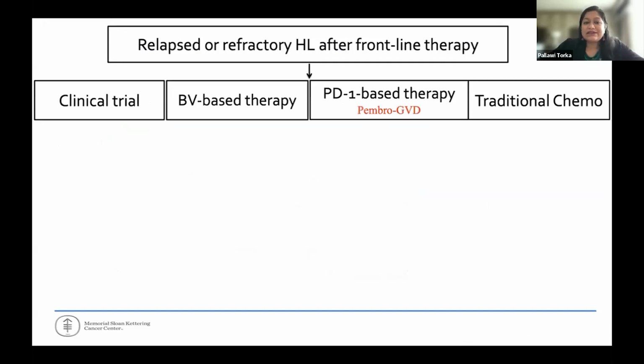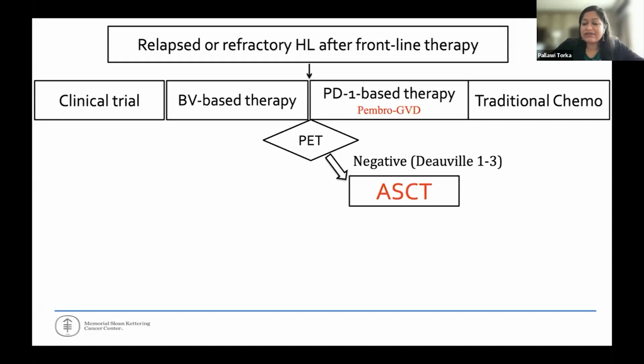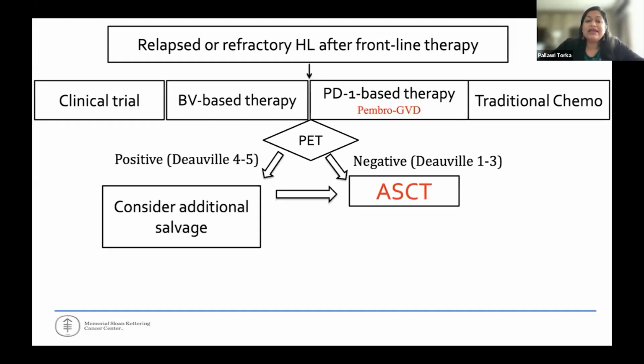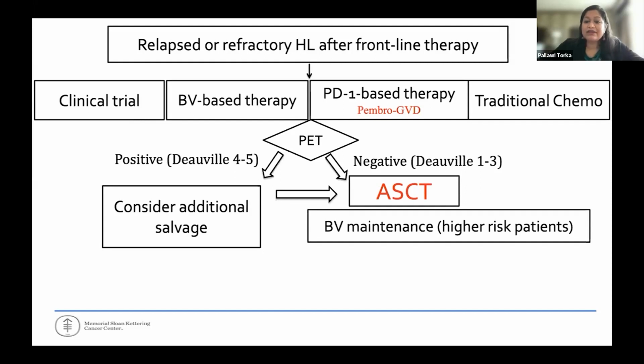So this is basically the treatment paradigm of relapsed refractory Hodgkin. Of course, we always encourage clinical trials here in the US. You could do BV based therapy, but I personally prefer PD-1 based therapy. We do PET scan after. If PET scan is negative, then patient should go for transplant. If PET scan is positive, then consider additional salvage and then transplant. BV maintenance in high risk patients.